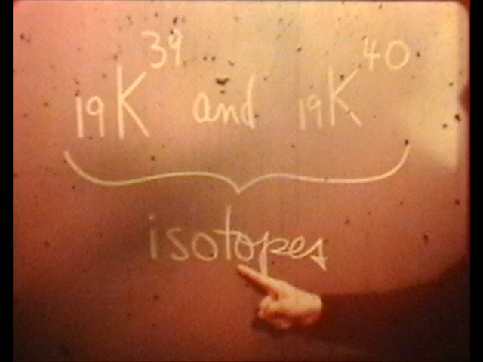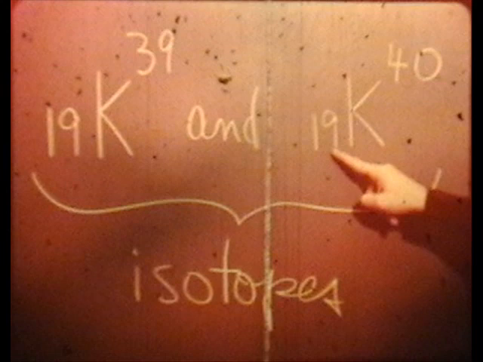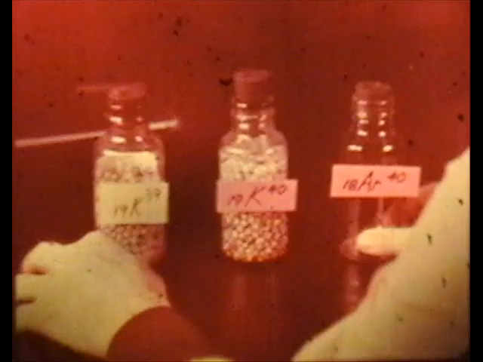What makes them isotopes? They have the same atomic number, 19. They each have 19 protons and are, therefore, the same element. It is their number of neutrons which differ. 19K39 has 20 neutrons, while 19K40 has 21 neutrons. Argon, of course, could not have been an isotope, since it is a different element.